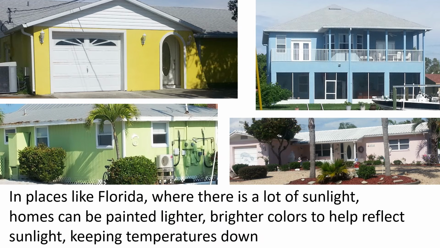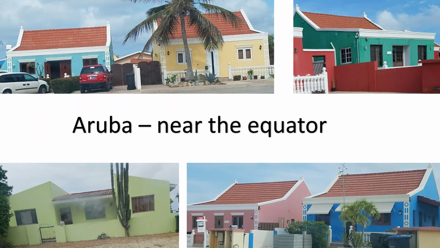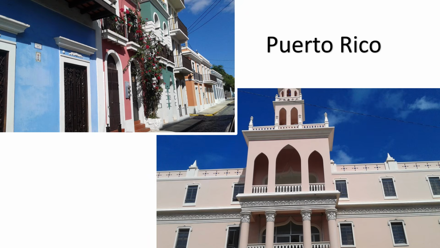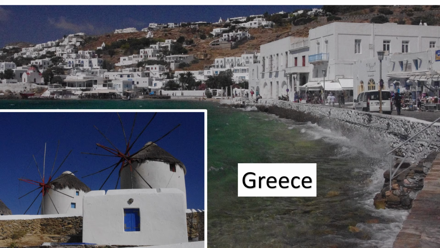Now, in places like Florida, other places that get particularly hot, they typically will paint their whole buildings lighter, brighter colors because they want to reflect sunlight. We wouldn't see our houses here in Alpharetta, North Fulton, Atlanta painted these colors because we don't get that bright of sunlight like they do. But places near the equator, like here at Aruba, or Puerto Rico, or older, more ancient structures like in Greece and the Mediterranean, use very light colors or white even to help reflect sunlight, and that's going to help keep your town cooler.